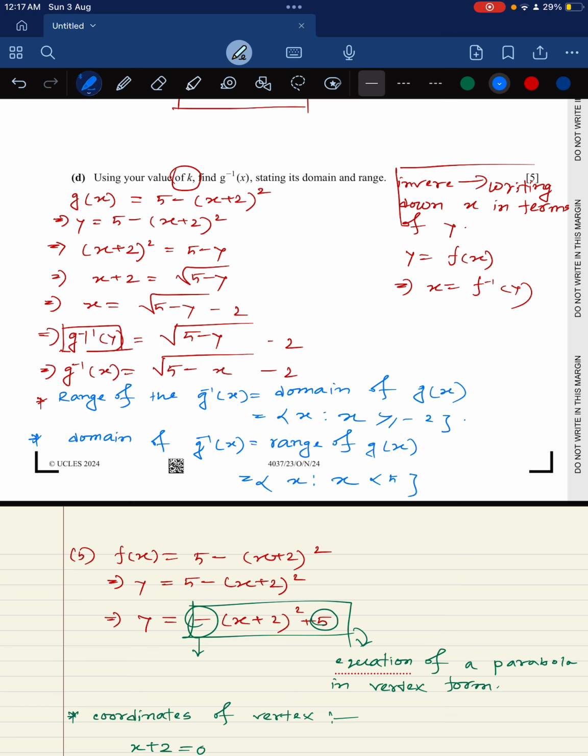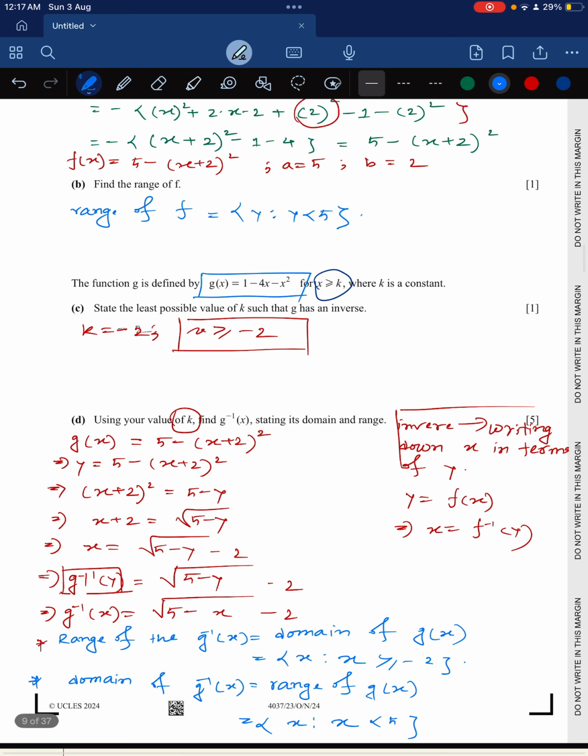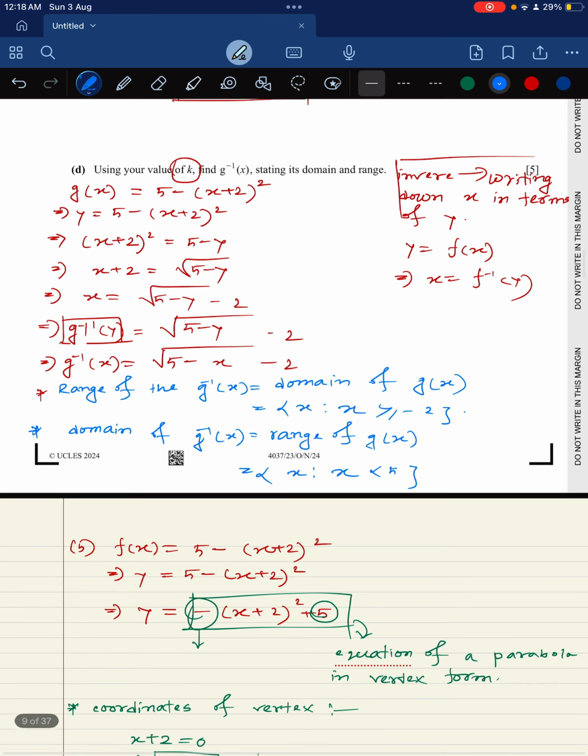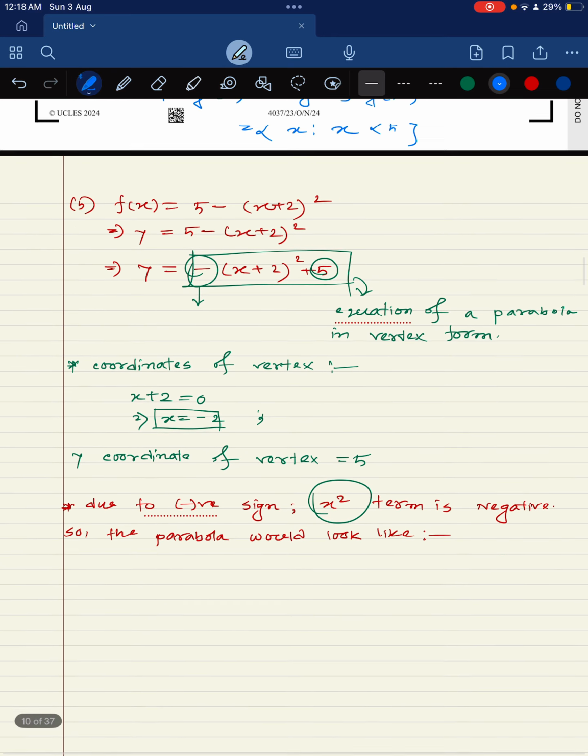So I think we can understand the whole thing now. This is the process we have to approach. I'm writing down and showing you all the things in detail so that you can understand.